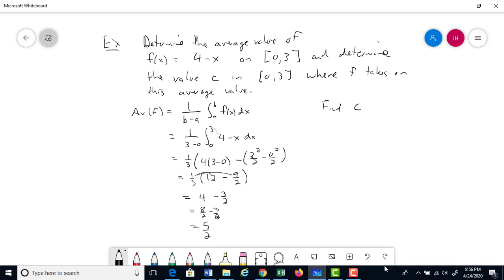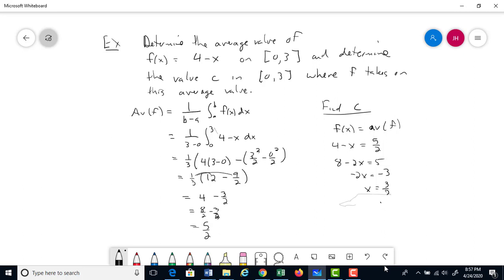In order to find c, what I need to know is when f of x is equal to this value, it's going to tell me what c is. So when is f of x equal to the average of f? When is 4 minus x equal to 5 halves? Well, it's linear. Just multiply everything by 2. 8 minus 2x is equal to 5. Subtracting, 8 minus 2x is equal to minus 3... so x is equal to 3 over 2.